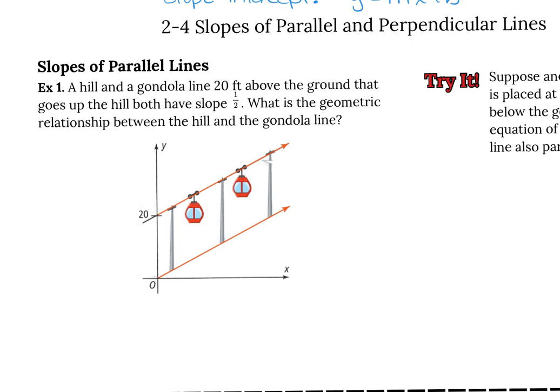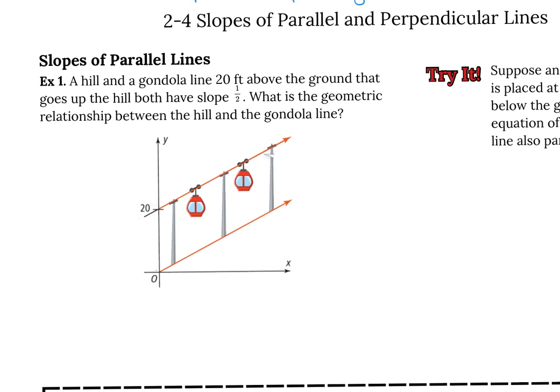I want to create an equation for each of these two lines. My line for the hill would be y equals m, which our slope is 1/2, x plus b. B is our y-intercept where it's crossing our y-axis. Here it's crossing at 0, so I would just leave it as y equals 1/2 x. My gondola line, y equals our slope, which is 1/2 as well, times x plus b. Our y-intercept on this one is 20, so plus 20.